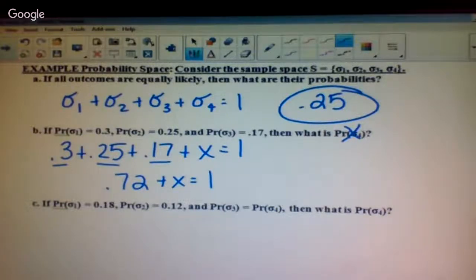0.72 plus X equals 1. How do I now get X by itself? Subtract 0.72. So what do I get when I subtract 0.72? 0.28.